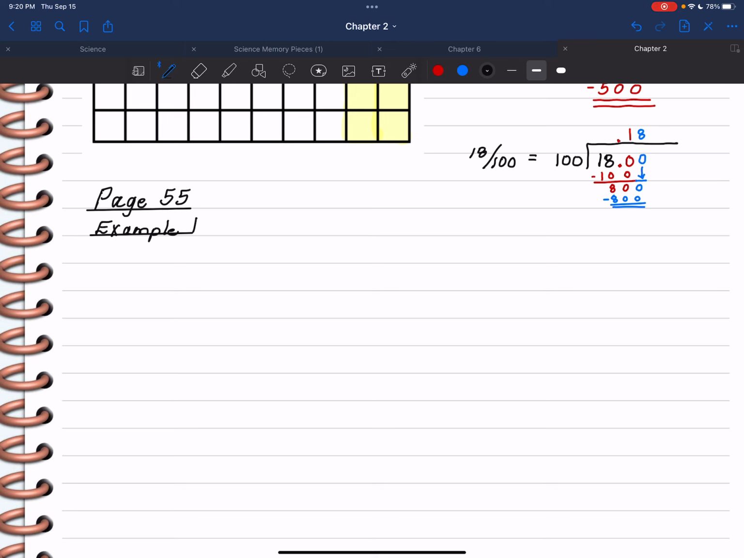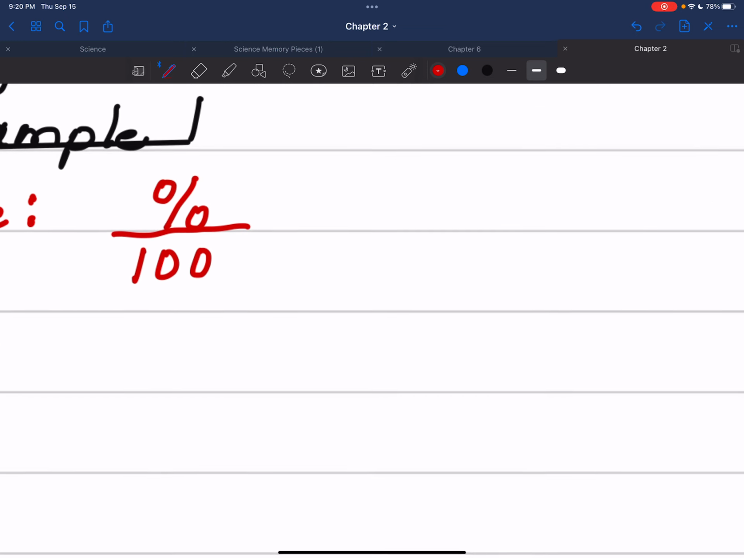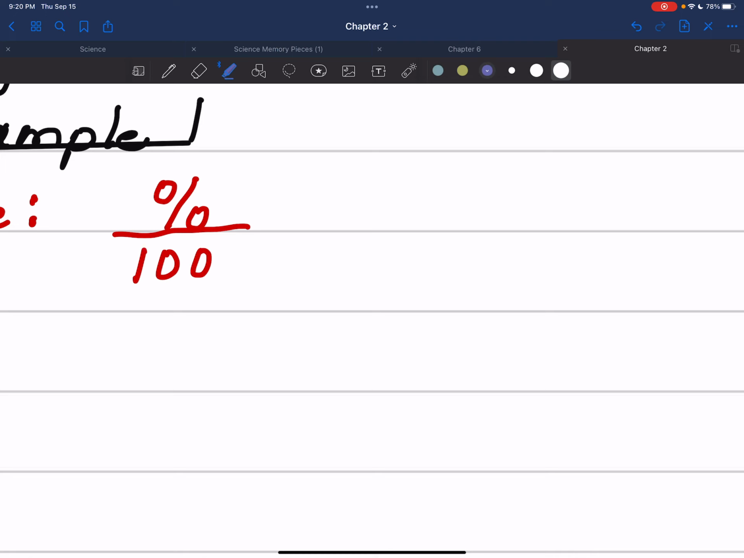And here is the rule that you need to memorize. They will not give you this rule on a test. You have to have it in your head. We are always going to put a percent over 100. And I remembered that because this percent sign sort of looks like a funky 100. There's the 1 and then the 2 zeros. And I could remember that those go together. So percent over 100 equals part over whole.